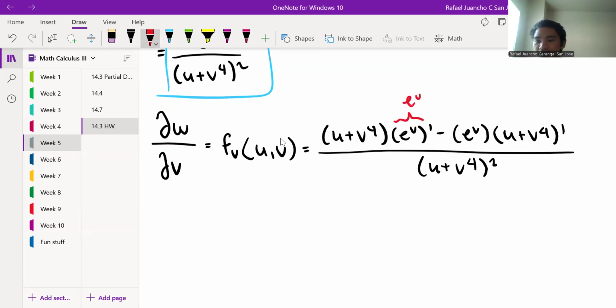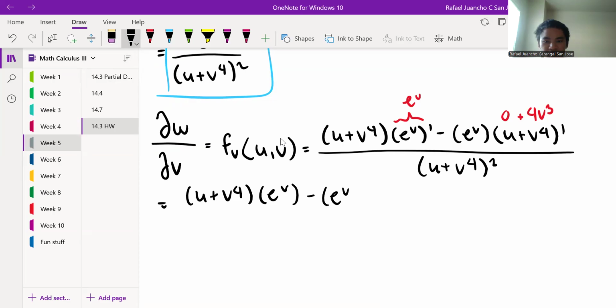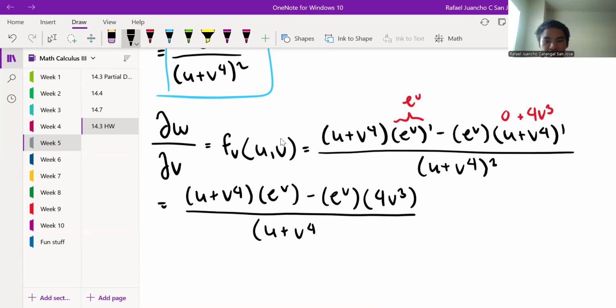That's it. This one, however, u is a constant. So this is 0 plus, what's this? V to the fourth. Well, this is 4v cubed. And that's my answer. So I have u plus v to the fourth multiplied to e to the v minus e to the v. And I multiply that to 4v cubed. And I put that all over my denominator.